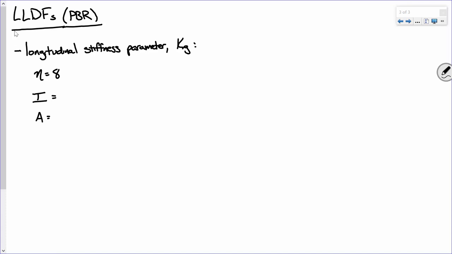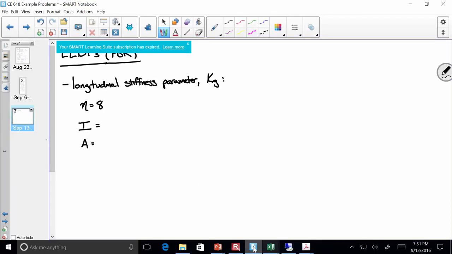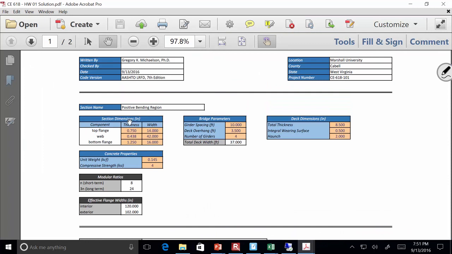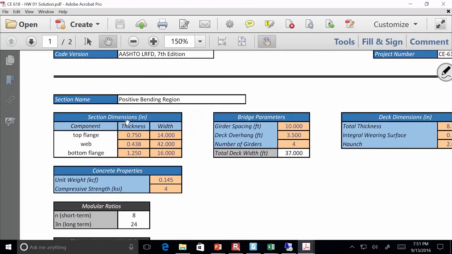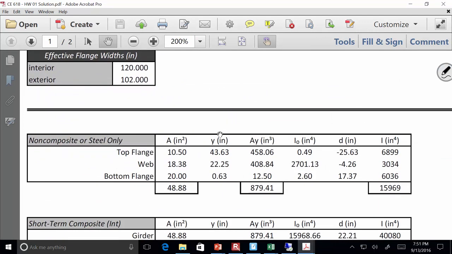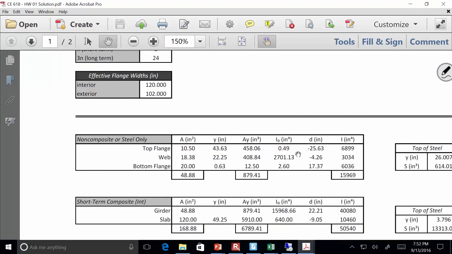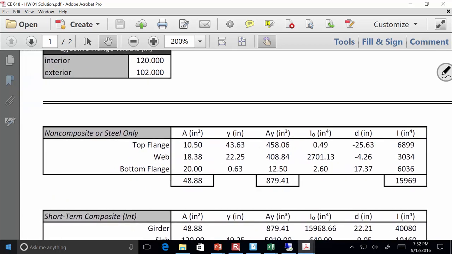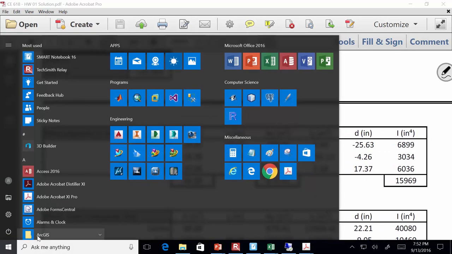Now, if I go to my spreadsheet, in fact, I might even copy and paste a little bit. Let's see if I can make that work. This is the positive bending region, and I'm going to scroll down a little bit. And here are my section properties for the non-composite section, right here. Let me pull something up.